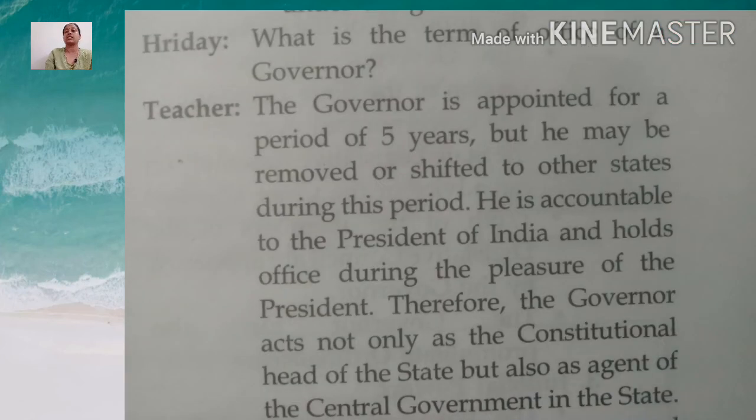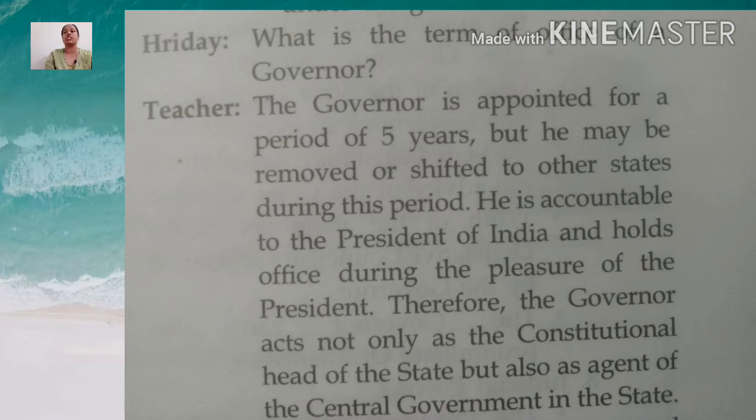Now Harry is asking, what is the term of office of a governor? Means, is there any time limit or period for the governor's service? Yes, children, the governor is appointed for a period of 5 years.